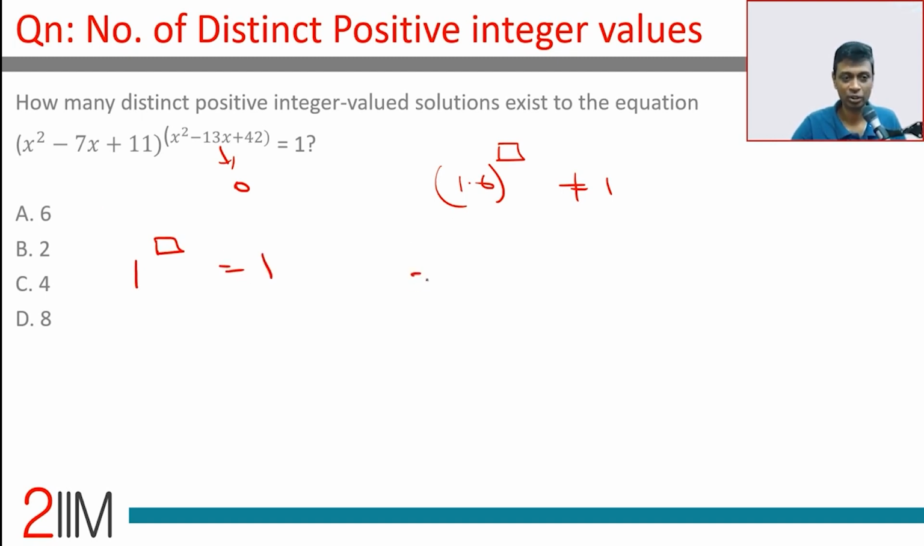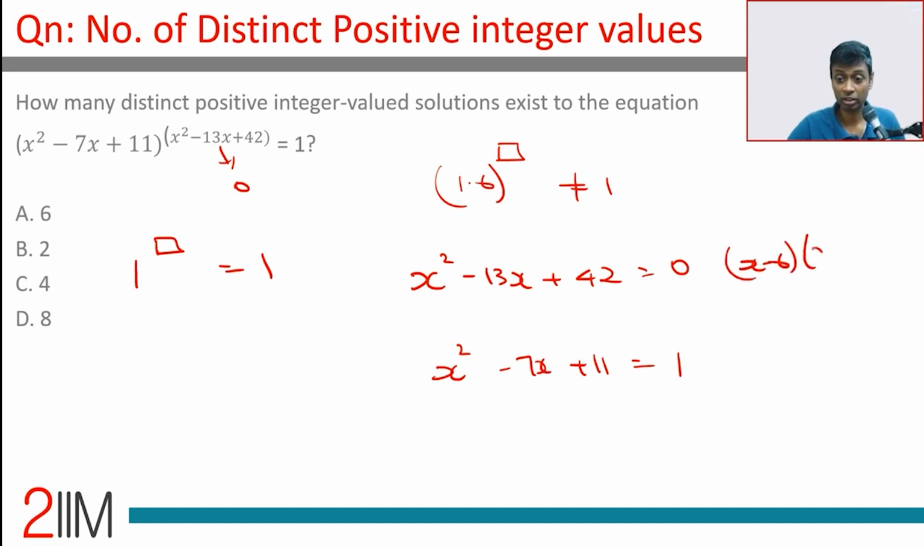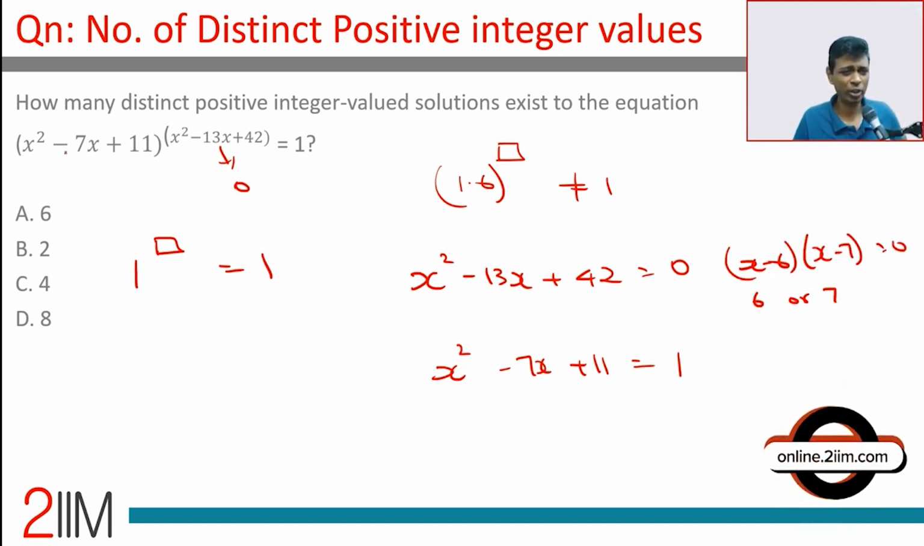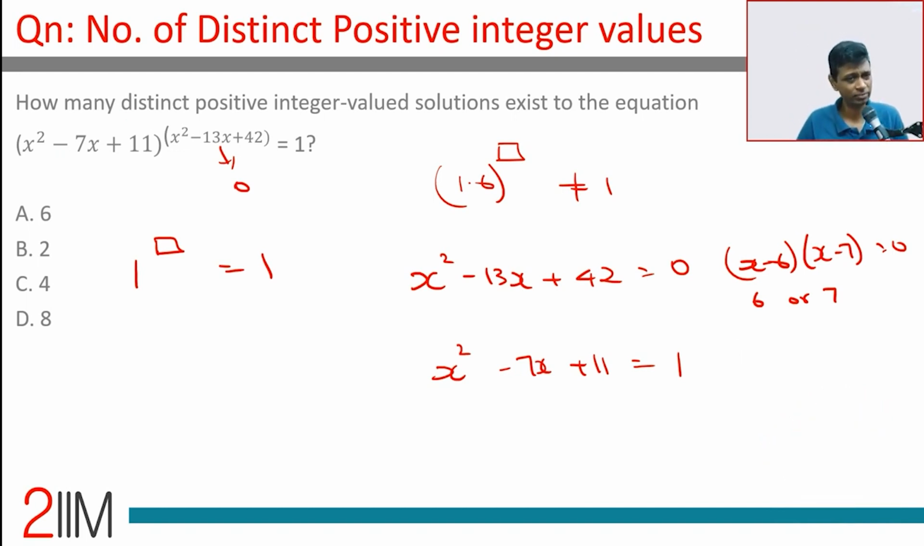It's very simple. So x square minus 13x plus 42 equal to 0, or x square minus 7x plus 11 equal to 1. Solve these two, you're good to go. (x minus 6)(x minus 7) is 0. 6 or 7. You need to substitute that to verify, but in both cases it's going to be some integer. We can even say it'll be a positive integer. So 36 minus 42 plus 11, yeah, positive. Nothing to worry. Substituting works.